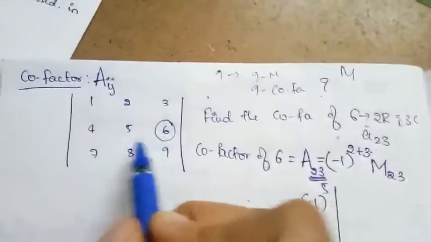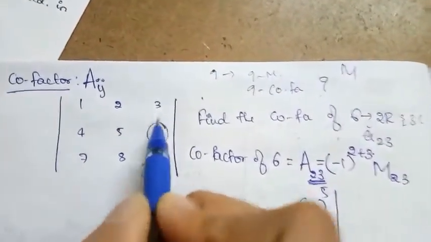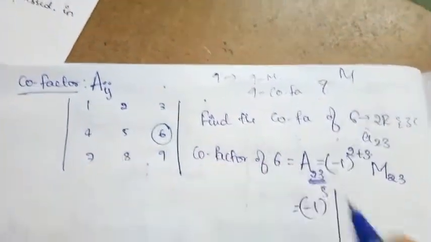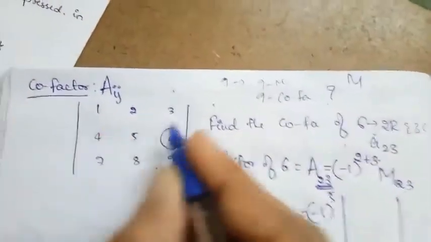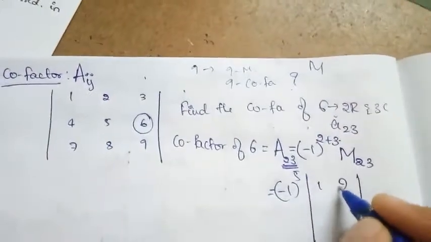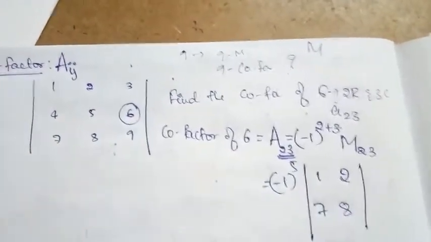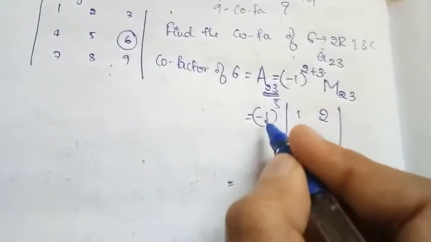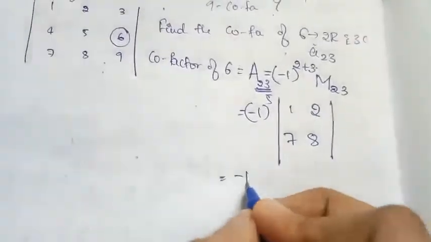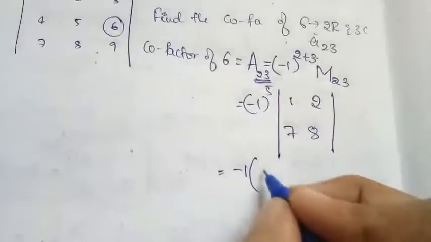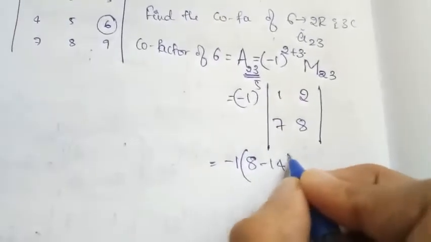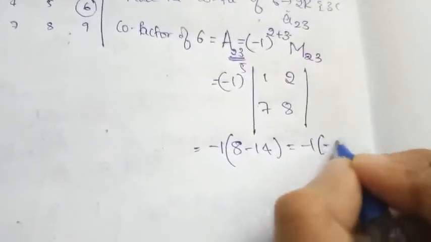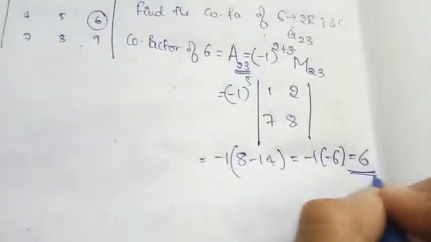What is M23? It is obtained by deleting the second row and third column. What is the determinant after deleting the second row and third column? It is 1, 2, 7, 8. So this is nothing but minus 1 to the power 5, where 5 is odd. So minus 1 to the power 5 remains minus 1 itself. What is the determinant value? 8 minus 14, which is nothing but minus 1 into minus 6, which is equal to 6.